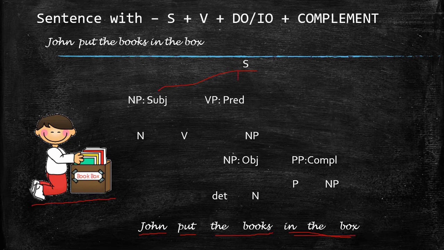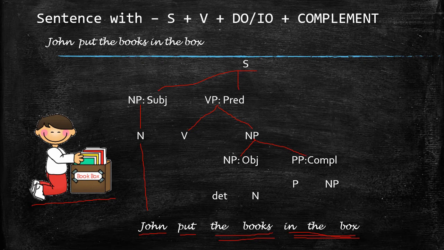Okay, the first one you have to make S first, and then after that make it into two branches, NP as a subject and VP as a predicate. Because the NP, the subject, is only John, you just put it here. And the verb phrase, we have two phrases, verb and NP as the object. In the NP we have two phrases, the books in the box. So it means we have two branches in NP: one is NP as an object and one is PP as a complement.